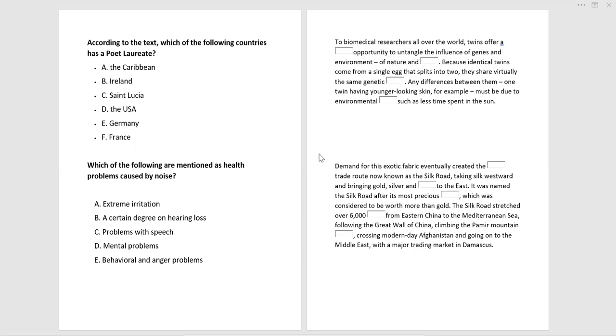Okay, so it is B, a certain degree of hearing loss, right? And the second option is D, mental problems. And besides that, you guys picked up E as the option. So for E, I'll tell you why that's not an option. Behavior and anger problems. They have asked which of the following are mentioned as health problems caused by noise. Specifically, we're just concentrating on the health problem issues due to the noise, right? So the last option, behavior and anger problem.